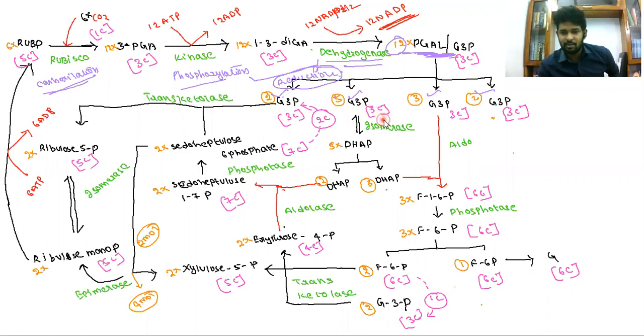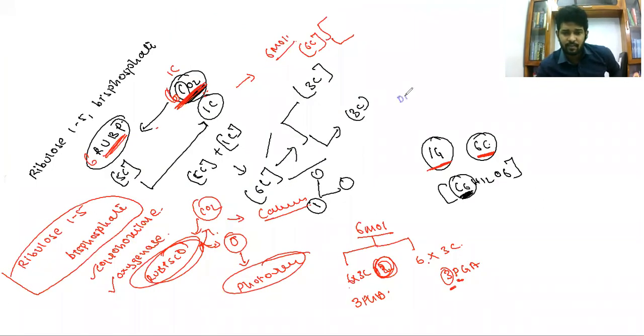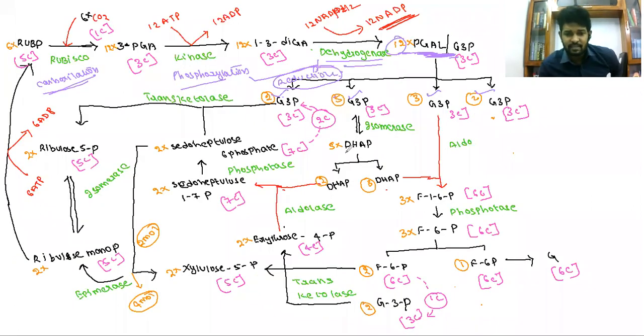Out of which 5 molecules of glyceraldehyde 3-phosphate, a 3-carbon compound, undergo isomerization and form dihydroxyacetone phosphate. Simply we can call it DHAP. See here, 5 molecules are there, and these 5 molecules are undergoing isomerization, so it is converting into DHAP.